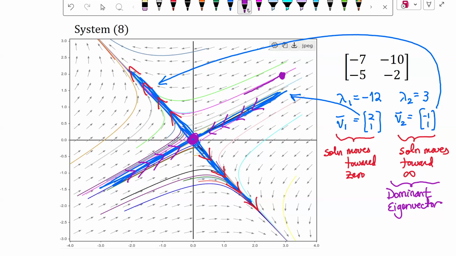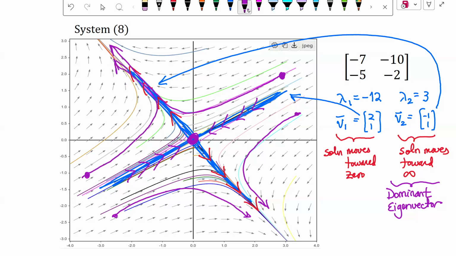Suppose we start up here in the upper right quadrant and follow a trajectory. We first follow the trajectory moving toward the origin, but eventually we veer off and align with the -1, 1 trajectory. And we see the same thing happening from every start point.